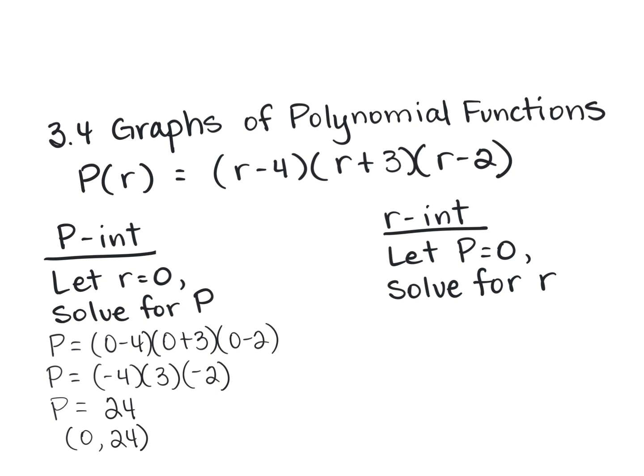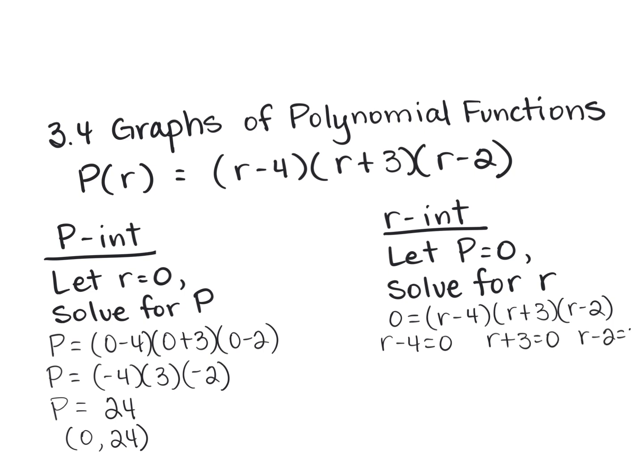And for the r-intercepts, you're doing exactly the opposite. So you have 0 is equal to these three factors: r minus 4, r plus 3, and r minus 2. And to finish solving this, of course, you set each factor equal to 0 and solve. So each of these equals 0, and you solve. So you have one intercept at 4, 0. You have another intercept at negative 3, 0. And your last one is at 2, 0. Now, sometimes they won't want these as ordered pair points. They just want them as a list. So be sure that you read which one they want.